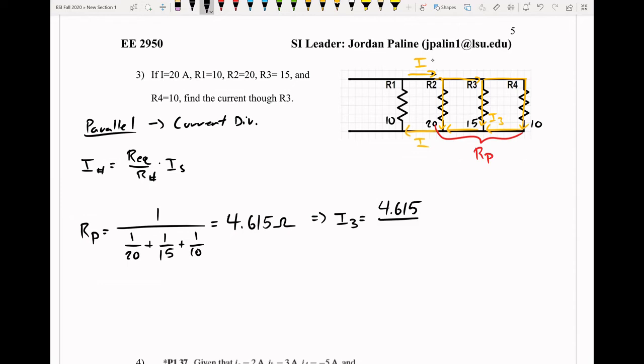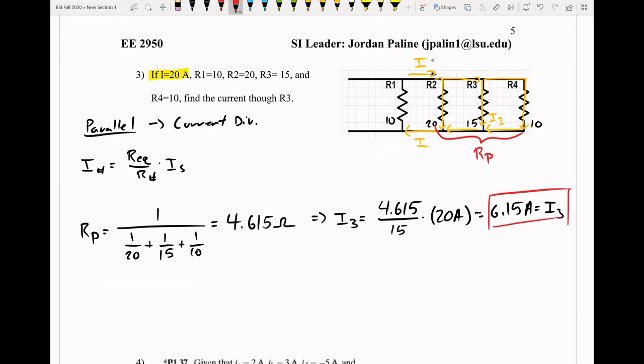So therefore, if we were to find I3 now, it would be 4.615 over 15 times 20 amps. It's 20 amps this time, not 10 like the previous one. And that gives us 6.15 amps for I3.